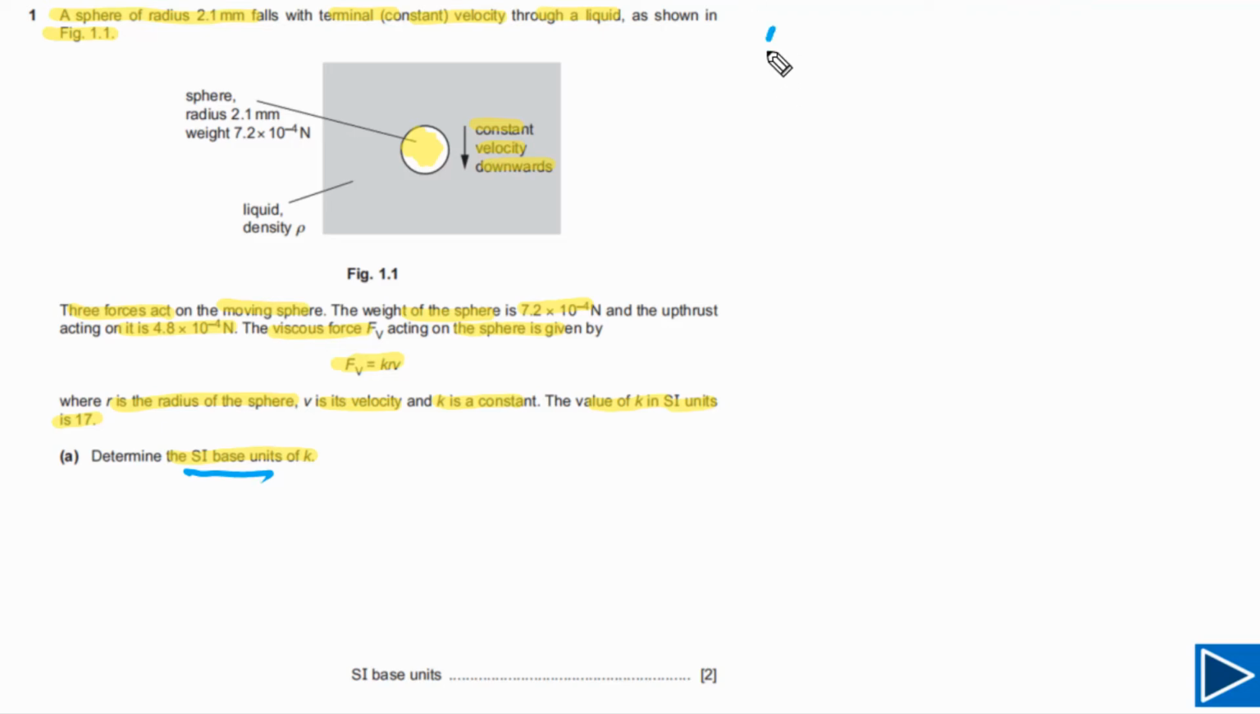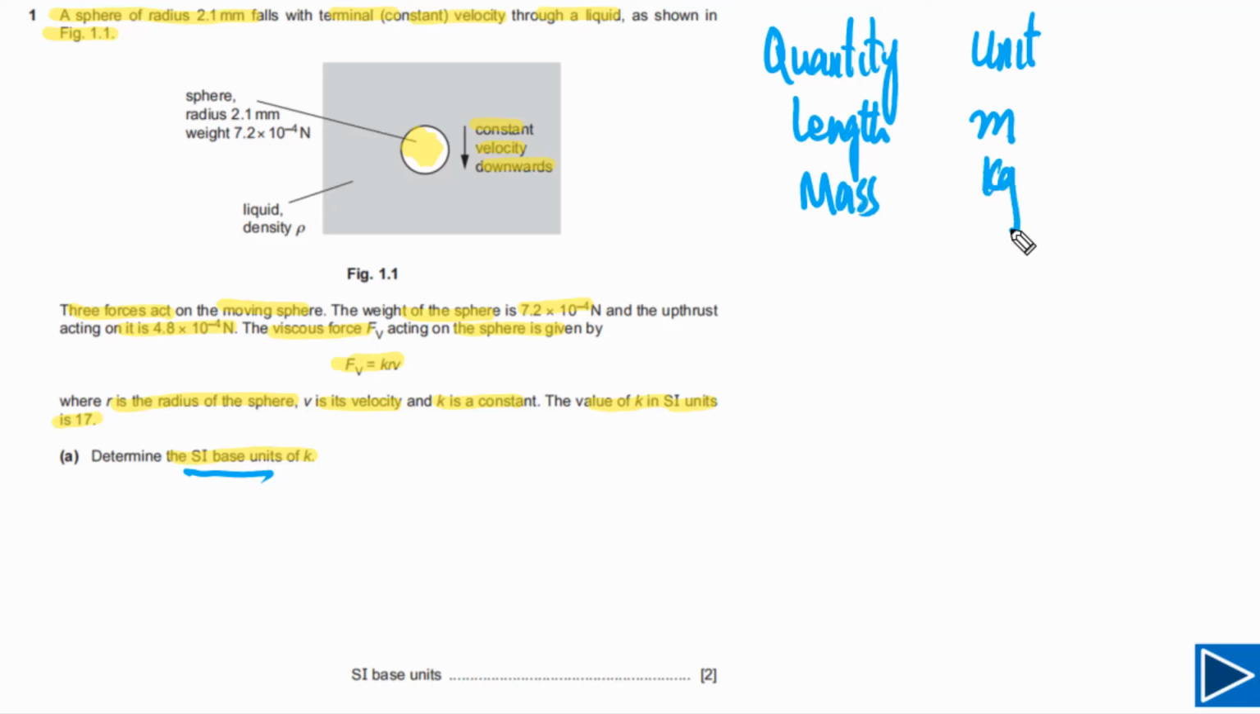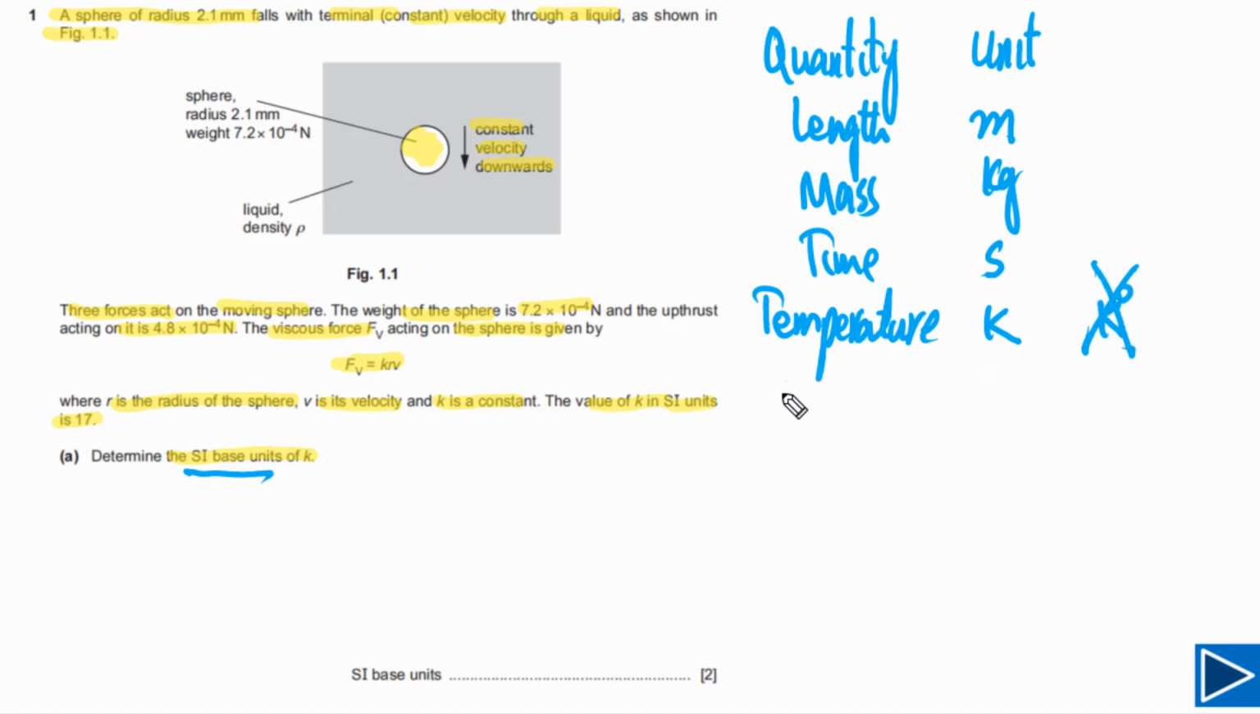Let's try to understand a little bit more about SI base quantities and SI base units. First quantity is length and its unit is meter. Next one is mass and its unit is kg. Next one is time and its unit is second. Then we have temperature and its SI base unit is Kelvin, not degree Kelvin. If you write it in that form, this is wrong, it is Kelvin. And the next one we have is electric current, and its SI base unit is ampere.